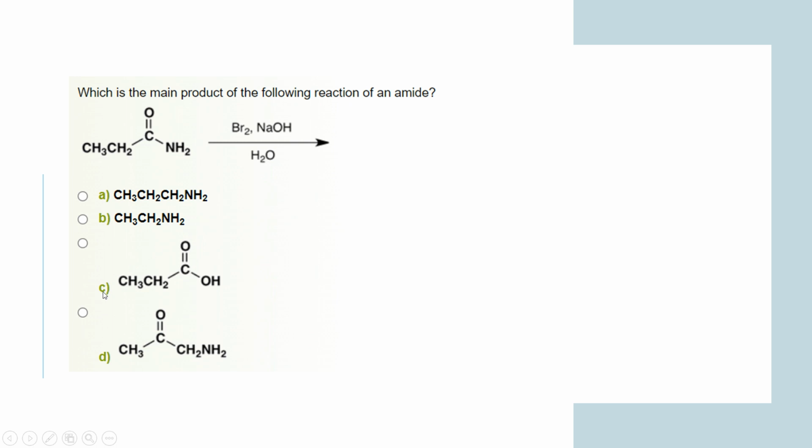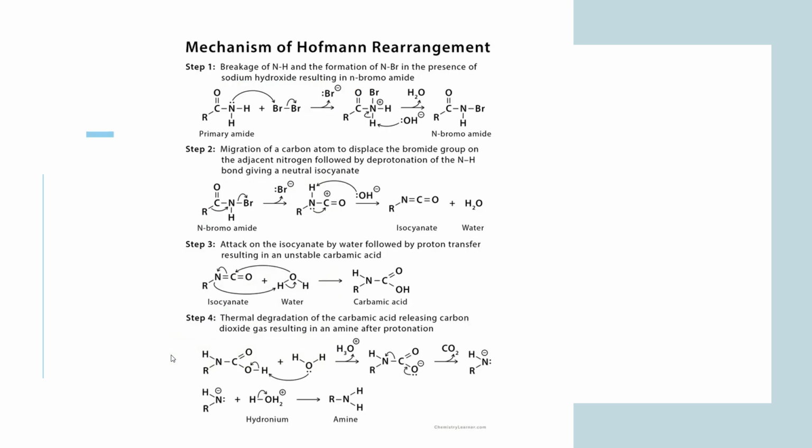In option C, the amide functionality is changing into a carboxyl group. And then in option D, you can see the position of CO double bond functionality of the amide is changing. Okay, it is changing in the option D. So let us identify what kind of mechanism this substrate is following. This is the well known Hoffman rearrangement.